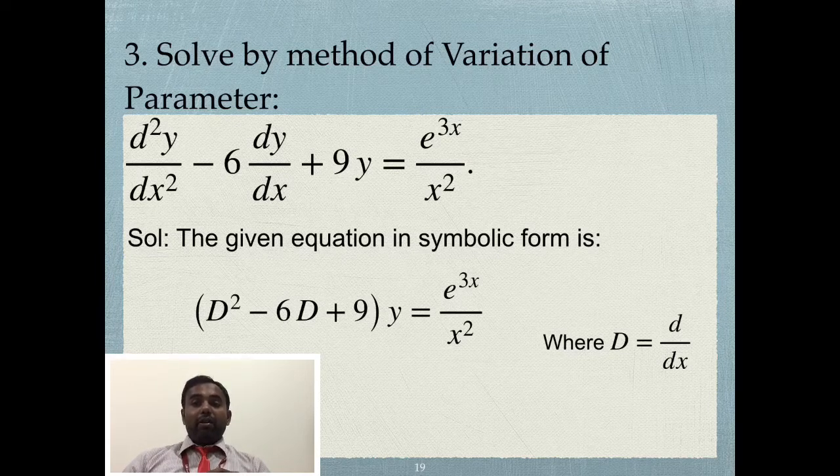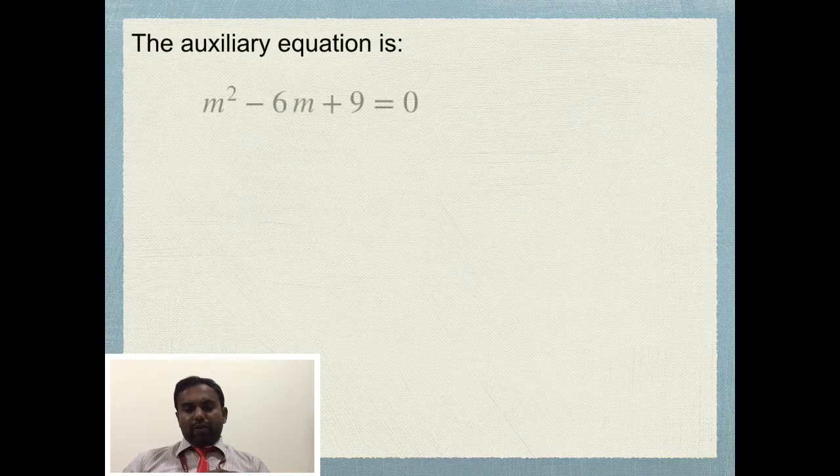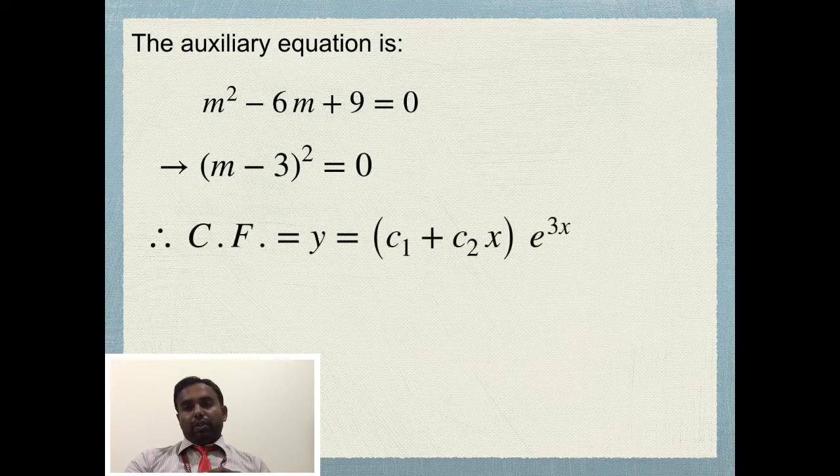Somewhere I have e to the power of ax as well as 1 by x², which is polynomial form. So indirectly it is a combination of both type 1 and type 3, but they are multiplied together. Whenever it is multiplied together, we will solve it by variation of parameters. So the auxiliary equation is written. Of course we are getting a quadratic equation.